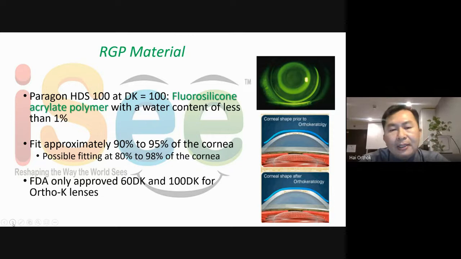The FDA only approved Ortho-K for 60 Dk to 100 Dk. It has not yet approved the material for Ortho-K under or above this Dk. I believe it is because if you go over 100 Dk, maybe the lens is too fragile, or you have to change to hydrophilic material, which becomes very soft and would prevent tear flow, like a soft lens. I believe that is the possible reason the FDA only approves 60 to 100 Dk.